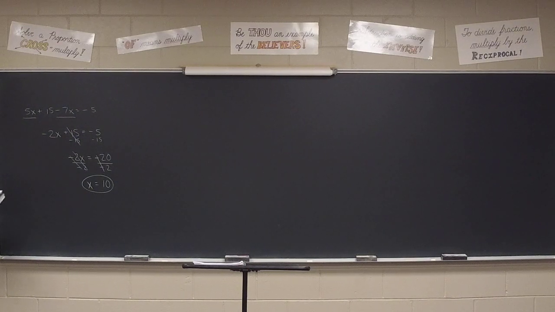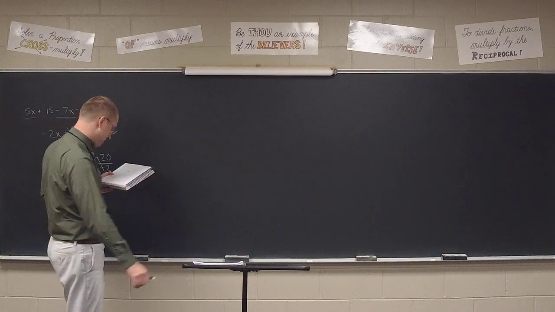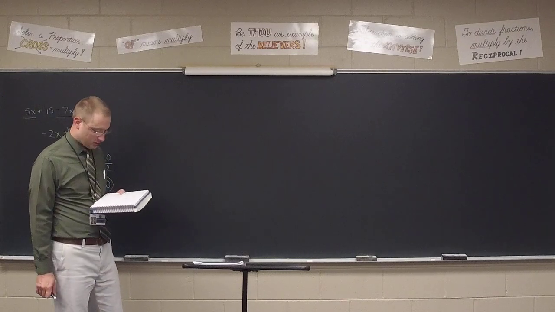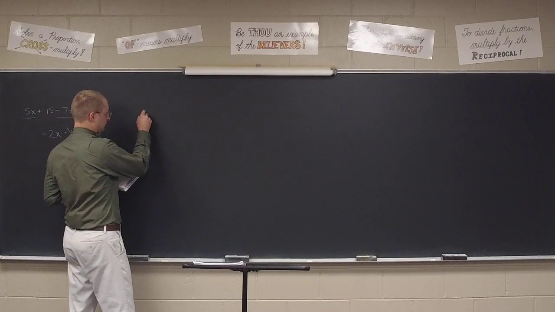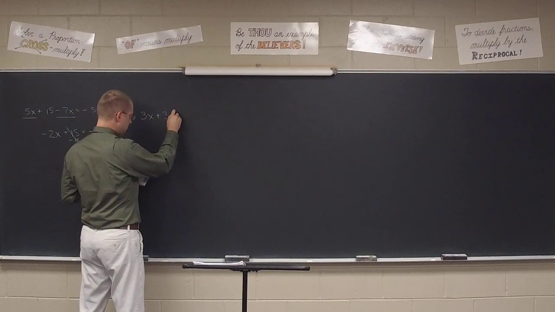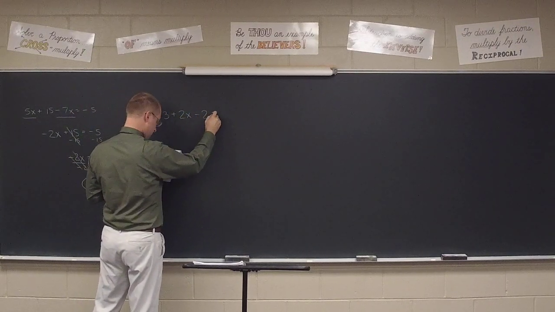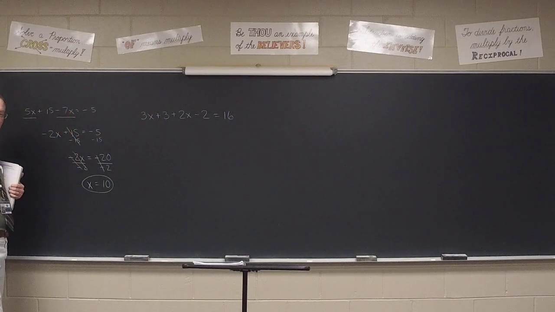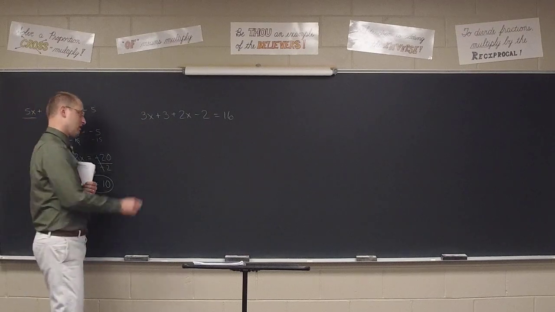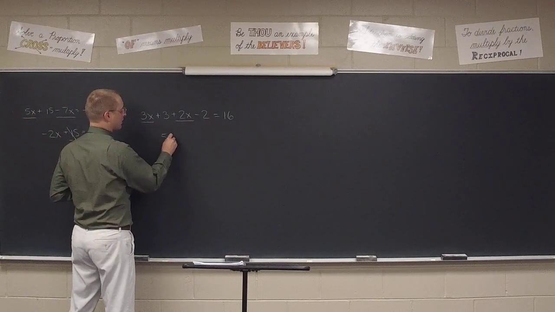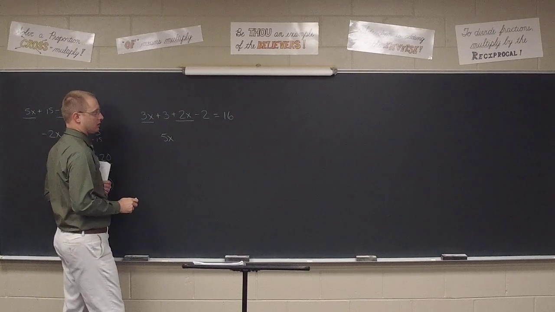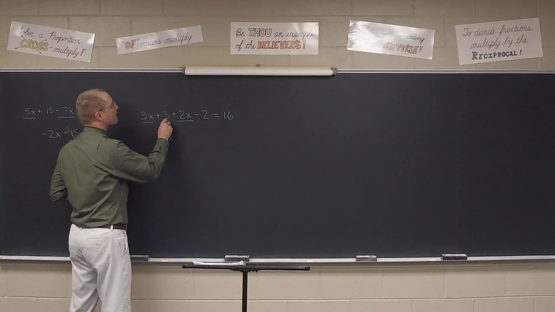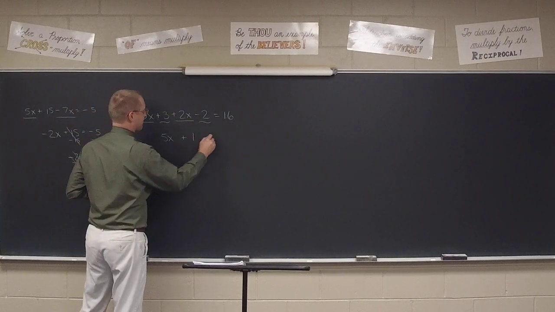Questions on number 1. Number 2, what do we need to do here, Joshua? Distribute. To get? 3x plus 3 plus 2x minus 2 equals 16. There we go. Then what do we need to do, Lana? Combine the x's to get 5x. And then positive 3 equals 16. I mean, no, combine the x's to get 5x equals 16. Good. Combine the constants to get positive 1 as well.